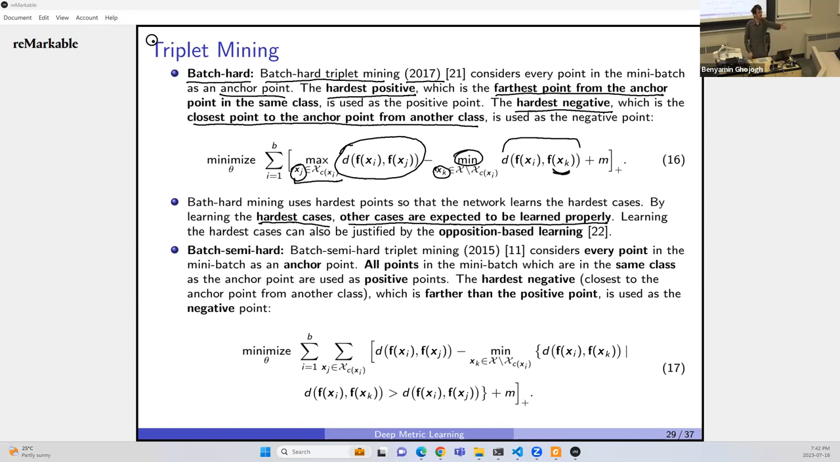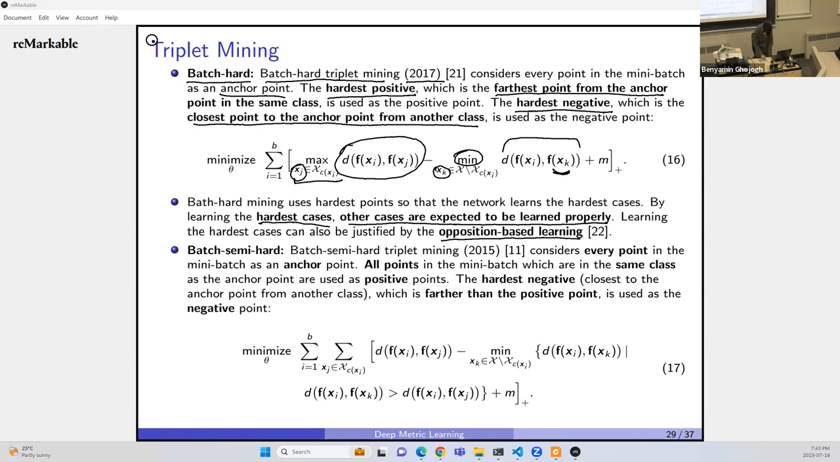So the philosophy of batch hard is to be hard on the neural network. When it learns to consider the hardest cases, probably the easiest cases will be automatically learned, right? You can see it as something that can be justified by opposition-based learning. Opposition-based learning says whenever you learn something, learn its opposite too. So you can say the opposite cases, or the hardest cases, let's learn them too.